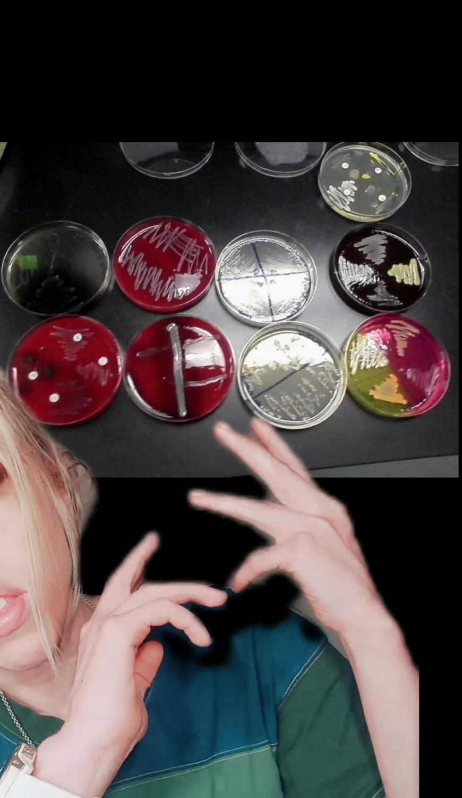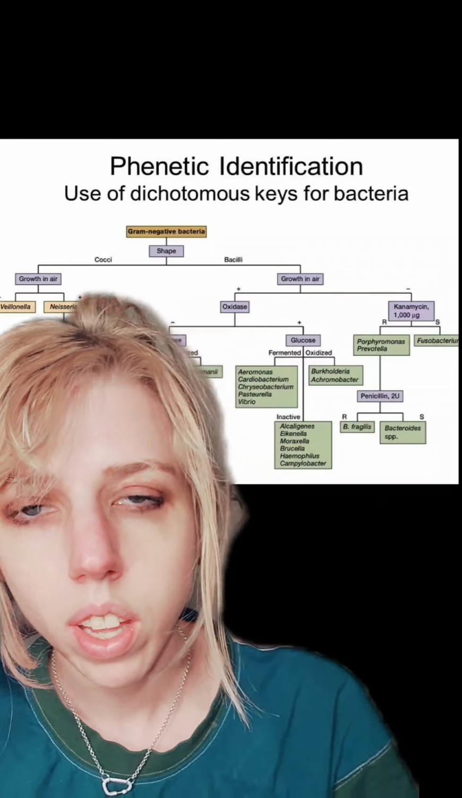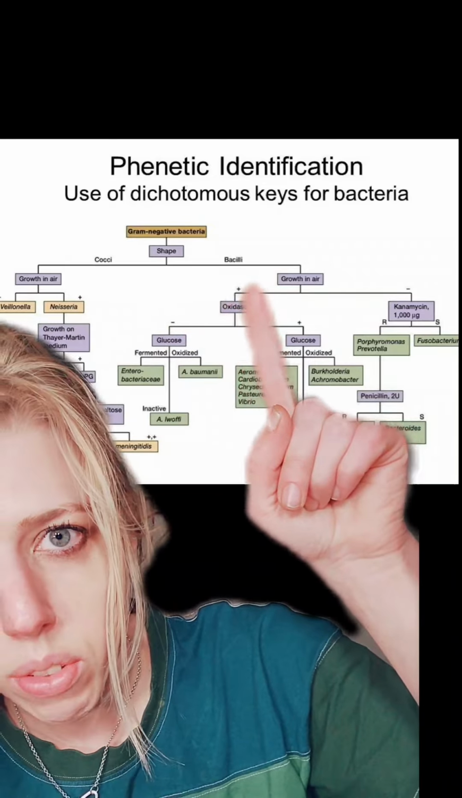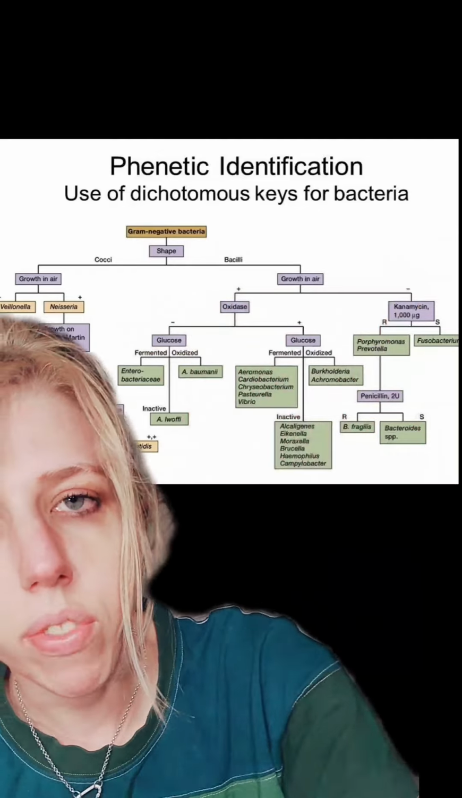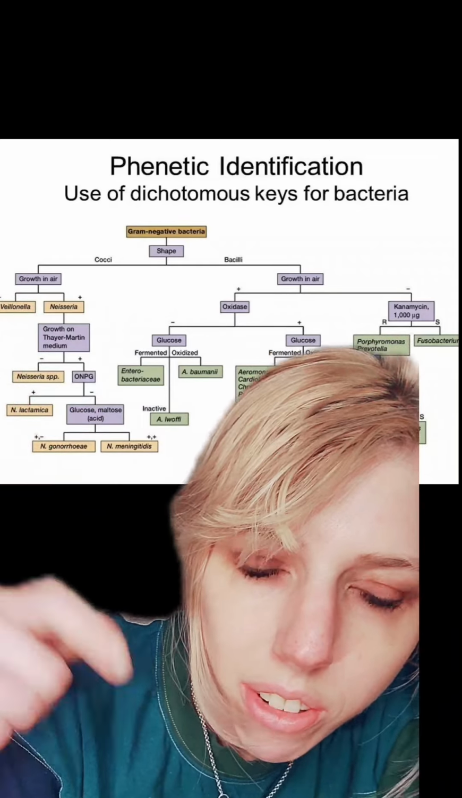That streak shows you how different microbes interact with other microbes, and that can give you a hint about what they are. Generally, we use something called a dichotomous key. So here you can see the first thing that we look at is the morphology. And you can actually follow that all the way down to Neisseria gonorrhoeae.